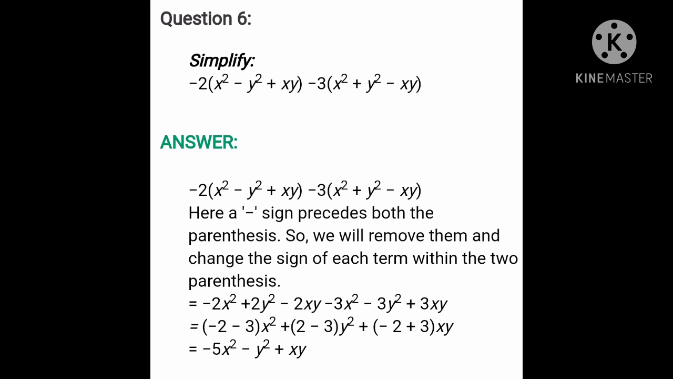Either you can use these smaller brackets or you can simply write minus 2x² minus 3x² plus 2y² minus 3y² minus 2xy plus 3xy, and after solving this we are getting minus 5x² minus y² plus xy, right?